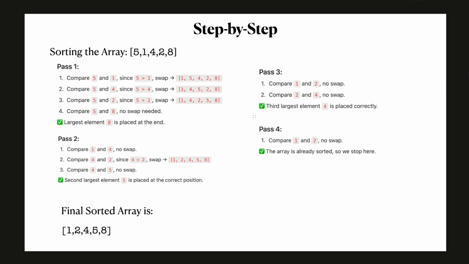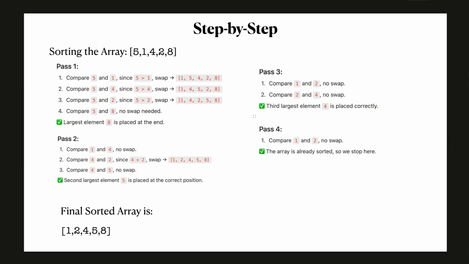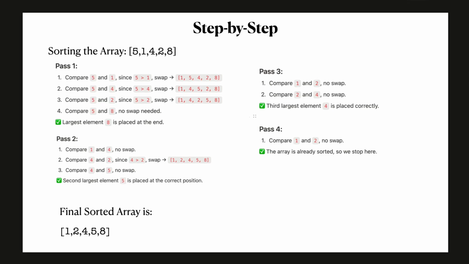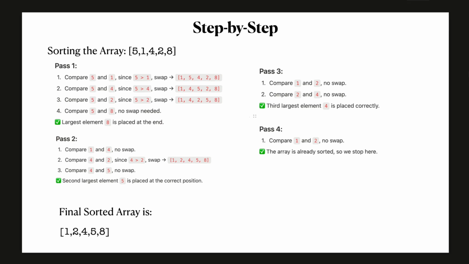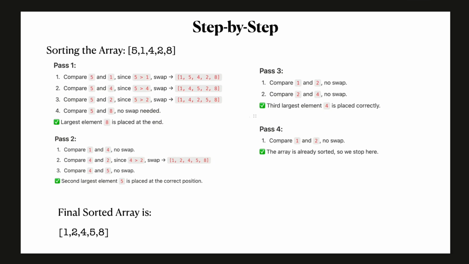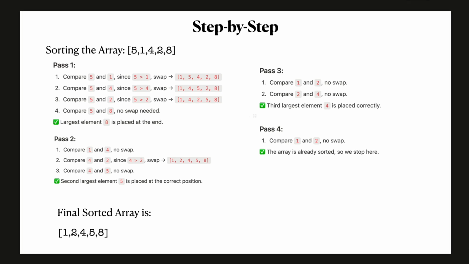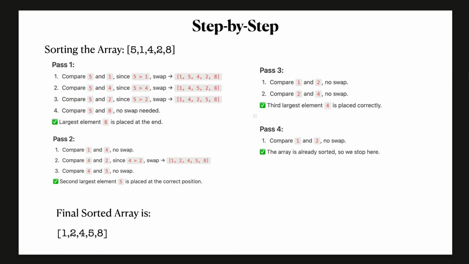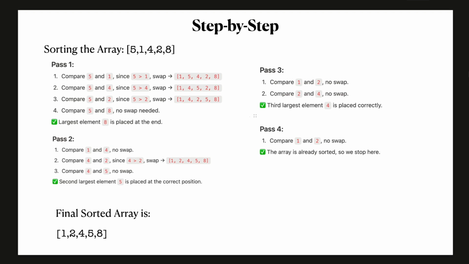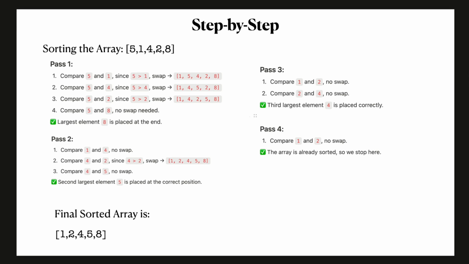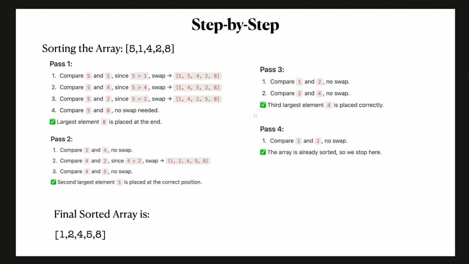When it comes to the fourth iteration, compare 5 and 8. No swap needed because 5 is less than 8. In the final step, the largest element 8 is placed at the end. That means it's in the right position. When it comes to the next pass, if you observe here, we are not going to do 4 iterations as before because the last element is already in position, so we are reducing one iteration. Here the resultant array is 1, 4, 2, 5, 8.